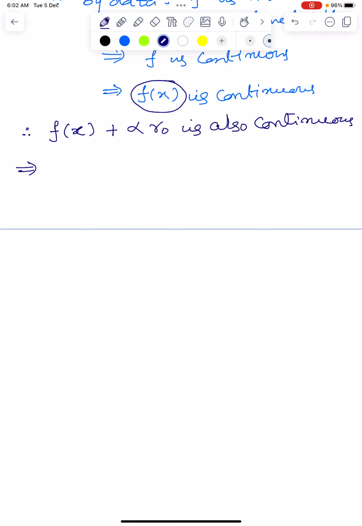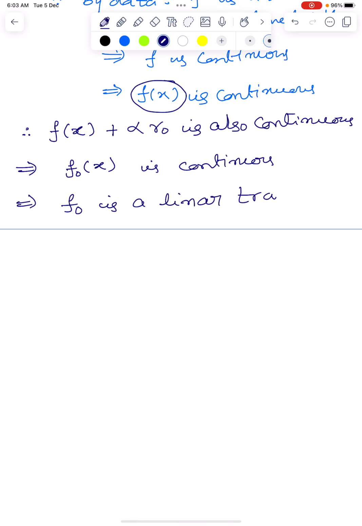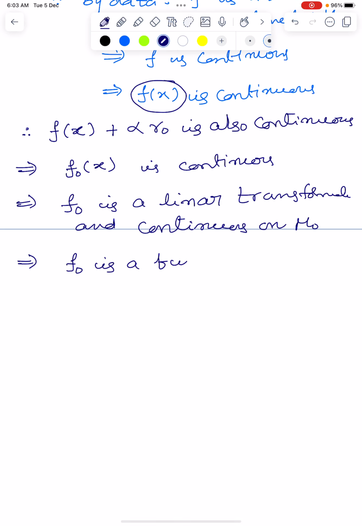f of x plus alpha r naught is nothing but f naught of x. So f naught of x is continuous. This shows us f naught is a linear transformation and continuous on capital M naught. This shows us f naught is a functional on M naught. This is the first part of our lemma.